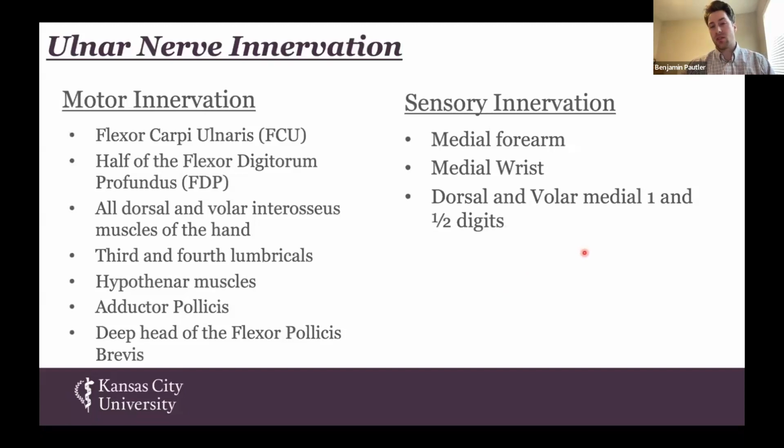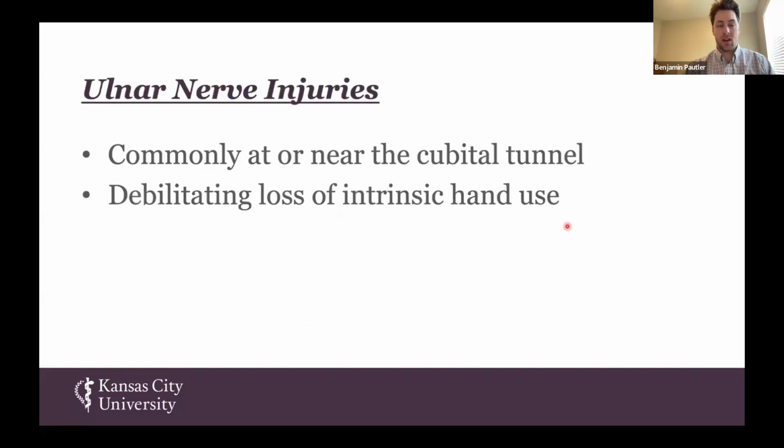Additionally, there is some sensory innervation that becomes clinically important, some of the first signs that patients start to see when they have lesions: sensory innervation to the medial forearm and medial wrist, as well as the dorsal and volar medial 1.5 digits. Ulnar nerve injuries are relatively common, especially at or near the cubital tunnel. And if that motor aspect is damaged, they can lead to a debilitating loss of intrinsic hand use.